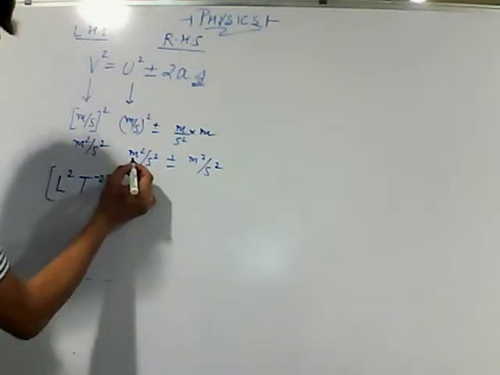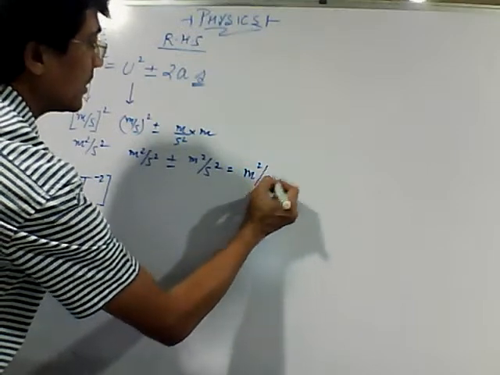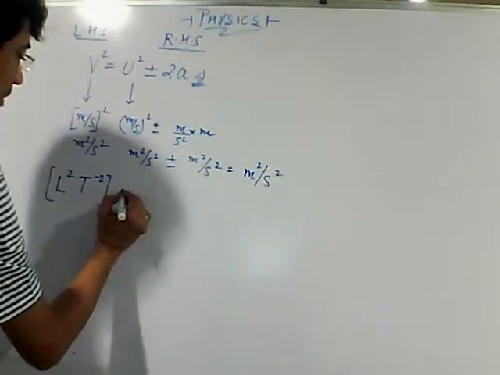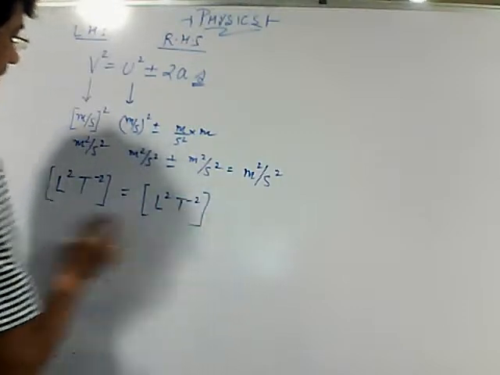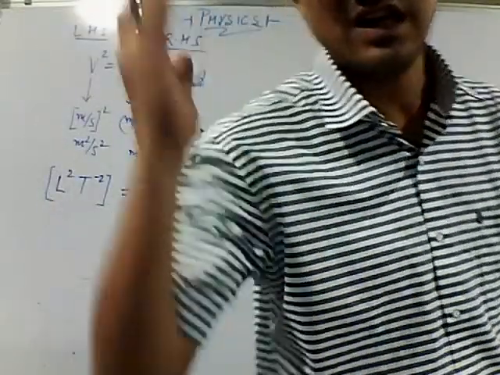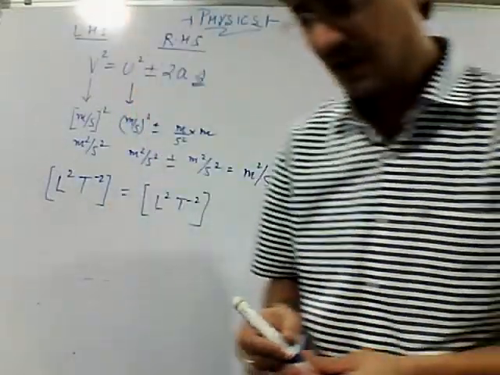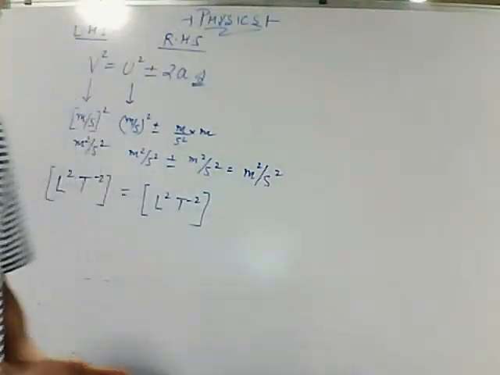So now meter square per second square plus meter square per second square would result in meter square per second square. So what will be the dimensions? It would be L2 T minus 2. And we have LHS equal to RHS. That means the equation is dimensionally correct. So now this application is very much clear to all of you.